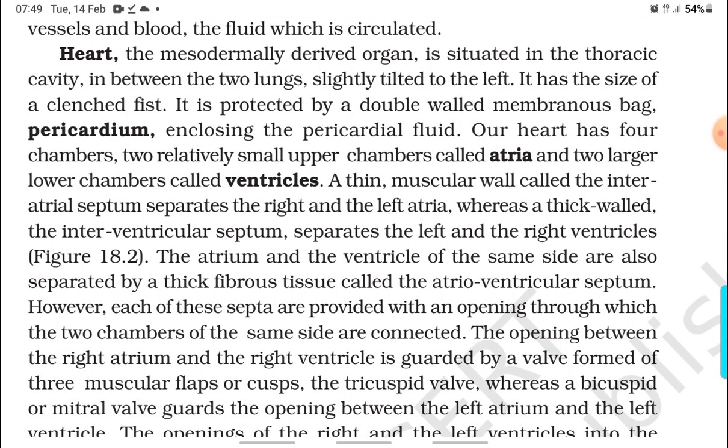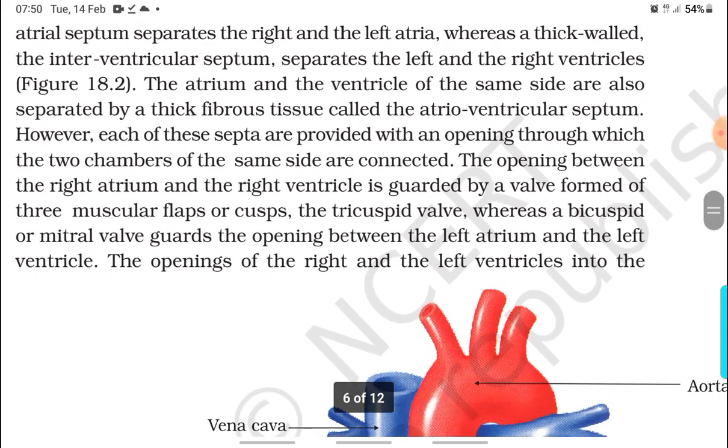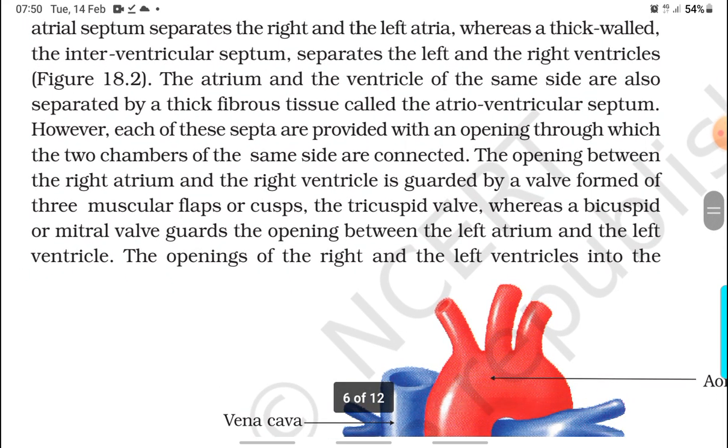Our heart has four chambers: two relatively small upper chambers called atria and two larger lower chambers called ventricles. A thin muscular wall called the interatrial septum separates the right and the left atria, whereas a thick-walled interventricular septum separates the left and the right ventricles. The atrium and the ventricle of the same side are also separated by a thick fibrous tissue called the atrioventricular septum. However, each of these septa is provided with an opening through which the two chambers of the same side are connected.